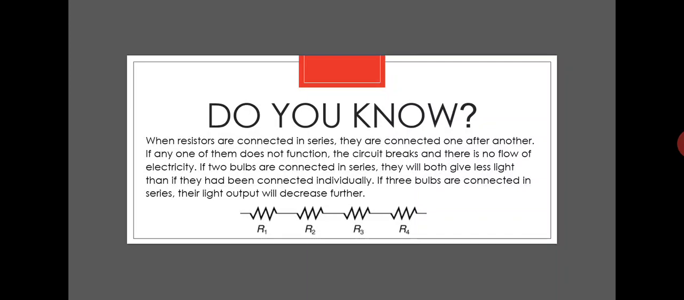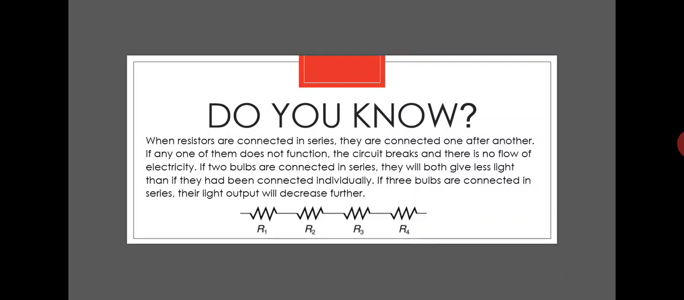Do you know? When resistors are connected in series, they are connected one after another. If any one of them does not function, the circuit breaks and there is no flow of electricity. If two bulbs are connected in series, they will both give less light than if they had been connected individually. If three bulbs are connected in series, their light output will decrease further. What is the reason behind this? In series arrangement, when any one of the resistors does not function, the circuit breaks, hence no current flows further.